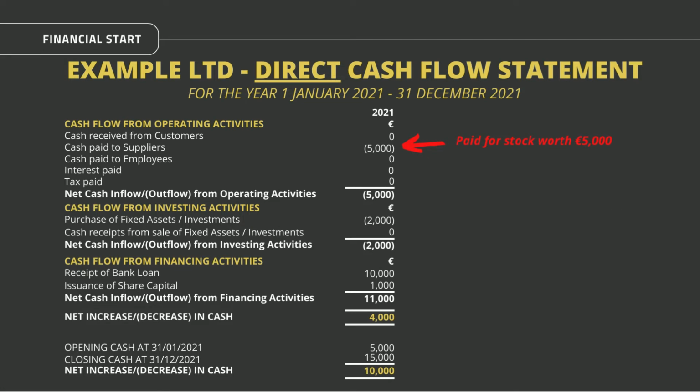They purchased stock for €5,000 and paid the supplier immediately. We made a sale in cash for €7,500, so we can put that in the cash received from customers line in the operating activities section. We made another sale for €2,500, but it looks like it is still owed to us at the year end, and so this won't appear in the cash flow statement.